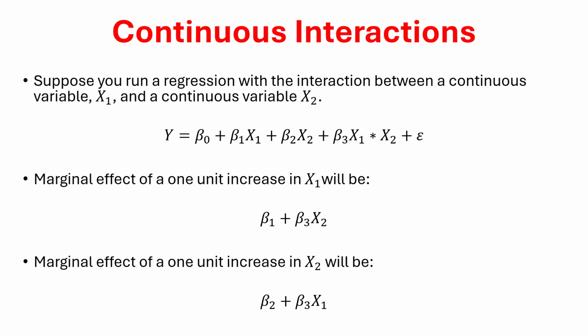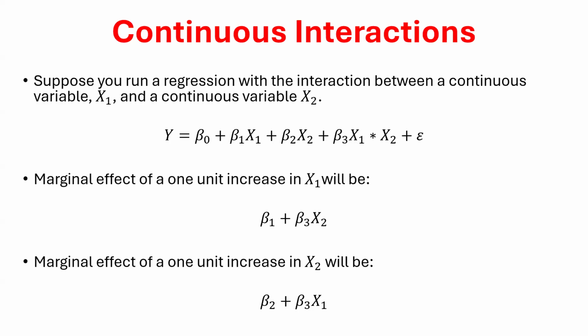So if I wanted to know what's the marginal effect of hours studied here, so the idea is if hours studied goes up by 1 unit, my predicted final exam score would go up by whatever that coefficient is on hours studied.